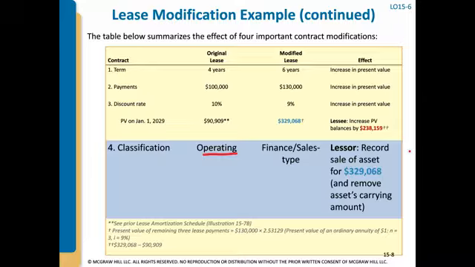And then finally, the last modification is that when our lease term was 4 years, we didn't fall into any of the 5 criteria that would make it a finance lease. But now that it's been modified to 6 years and the useful life is 6 years, this lease falls under the finance/sales type lease. So finance is the way the lessee accounts for the lease, and sales type is for the lessor.